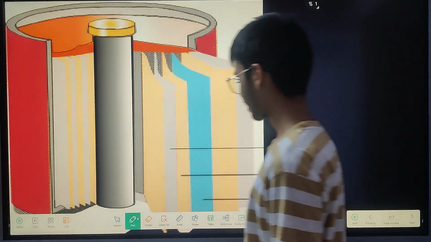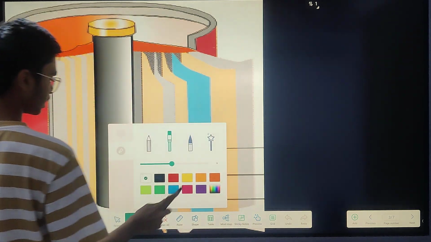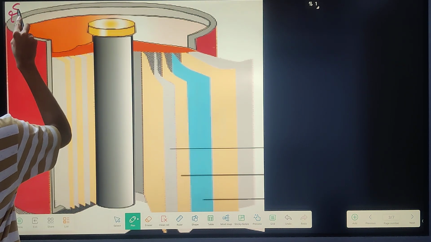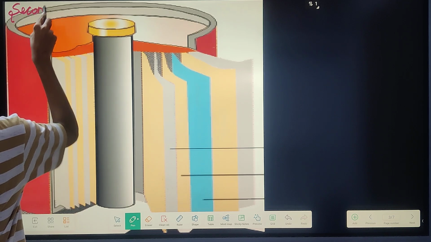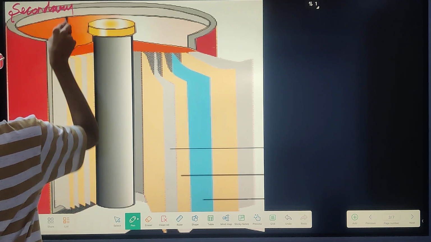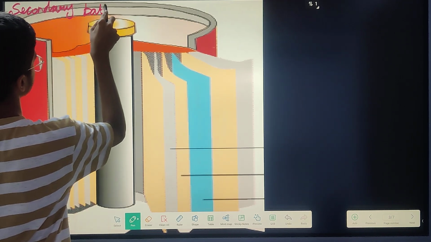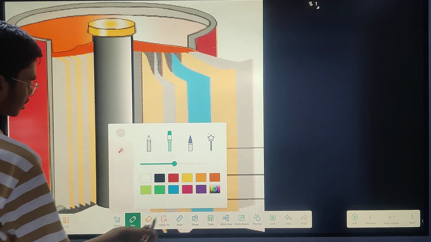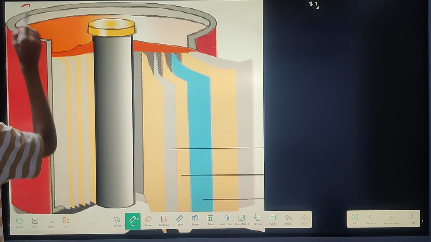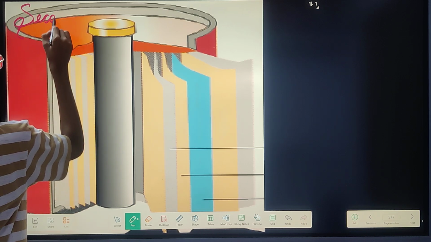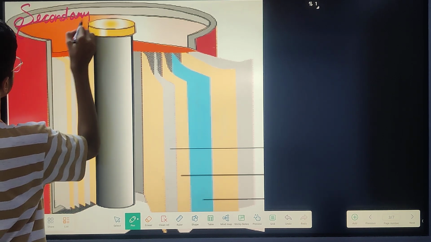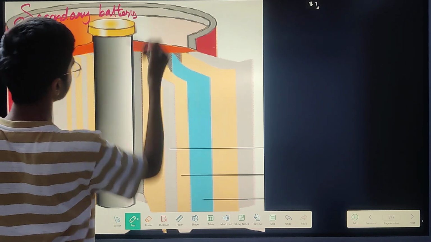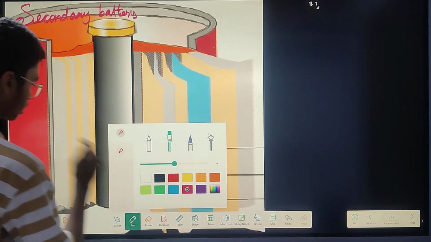What is this? This is what the secondary battery is. Oh god, my handwriting is very poor. Just a secondary battery.